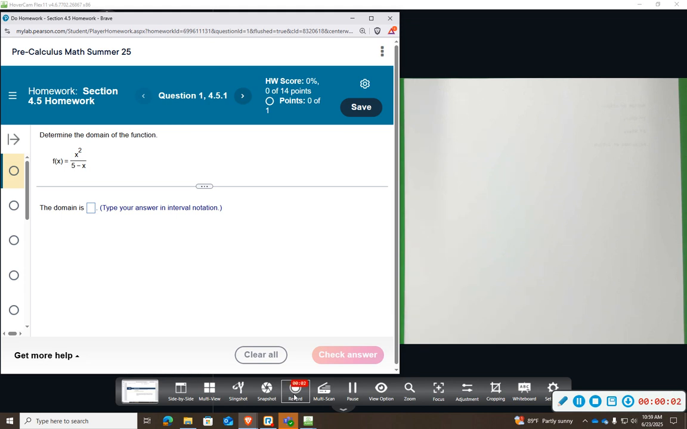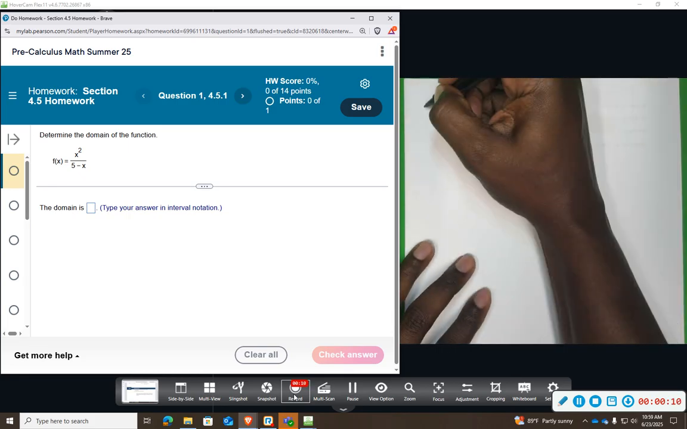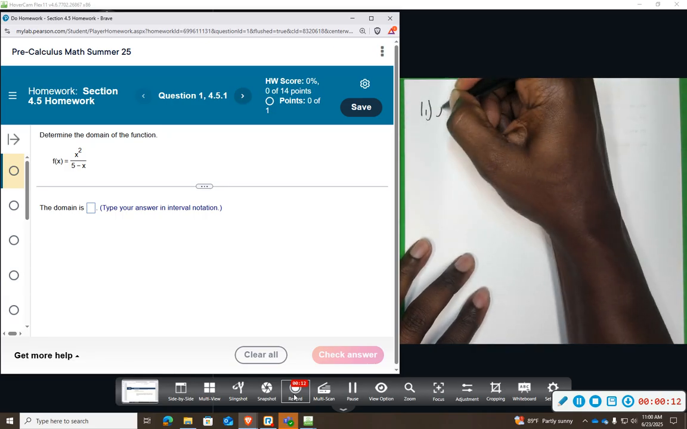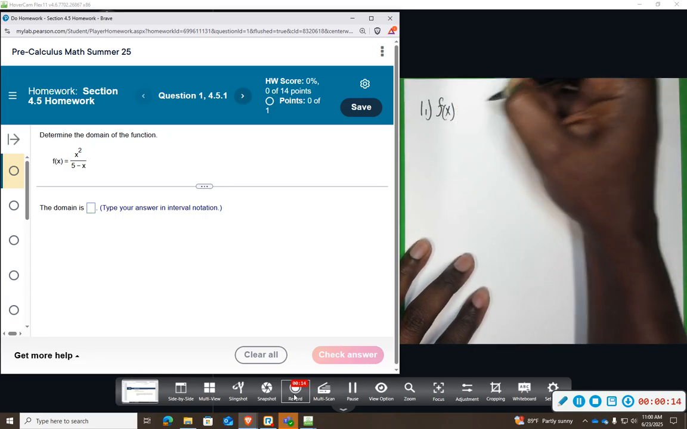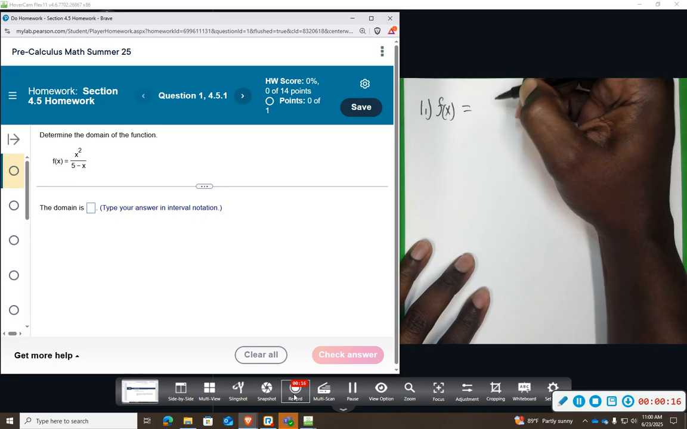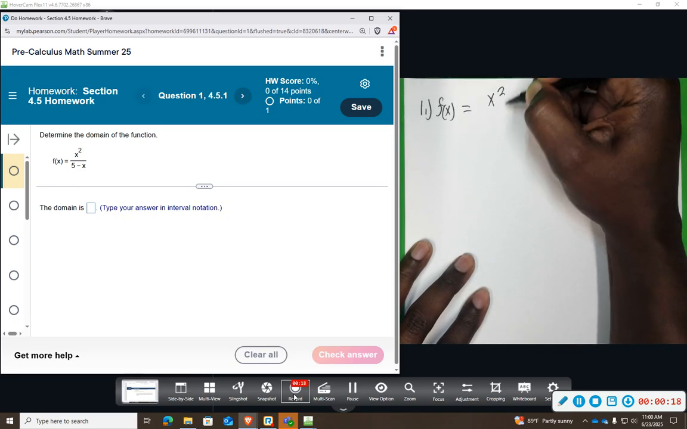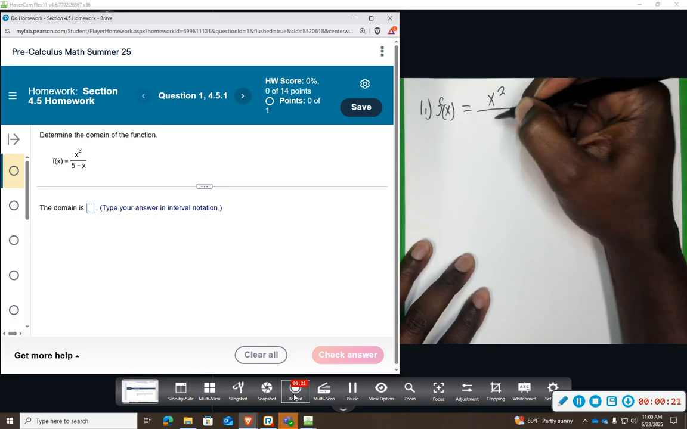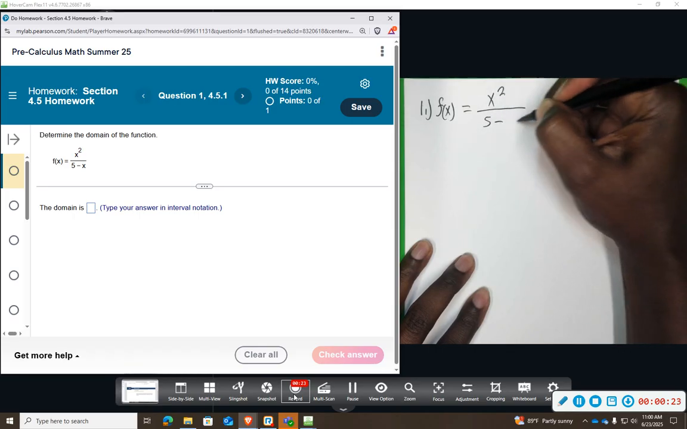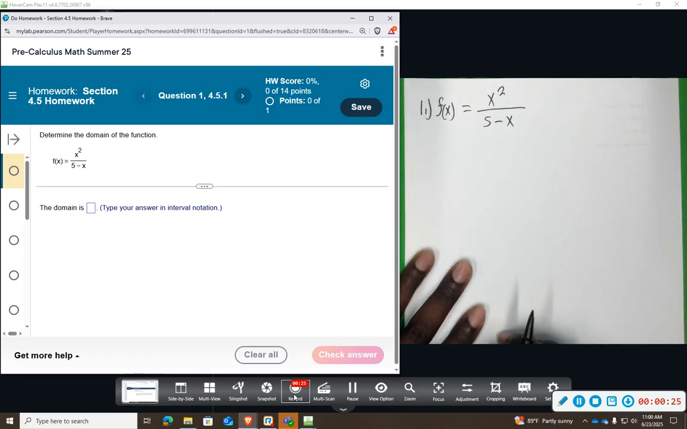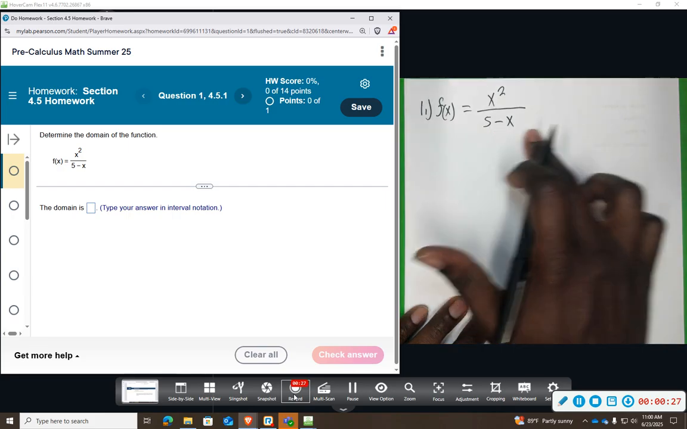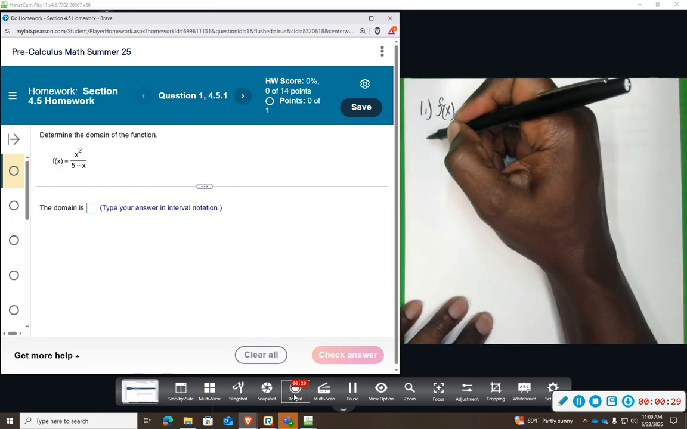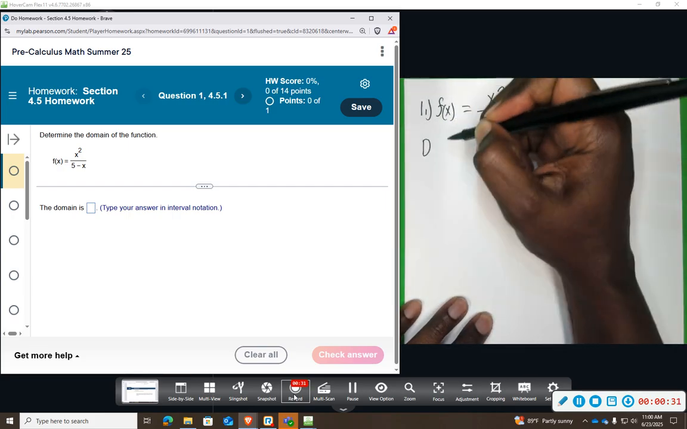All right, number one in section 4.5, the first one wants us to determine the domain of the rational function. So we are given f of x is equal to x squared over 5 minus x. So to find the domain, all we do is focus on the denominator. And I'm going to say D for domain.